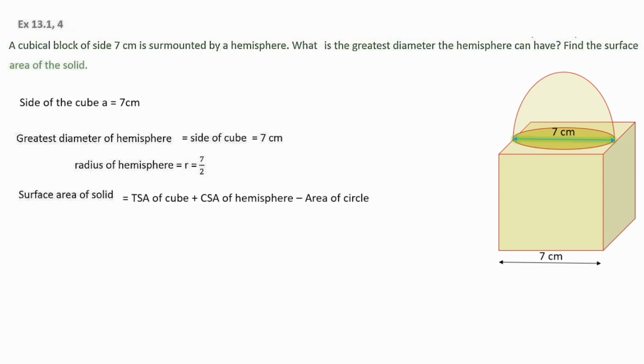Once again, total surface area of this shape means the area of the portions which are visible for us. So first of all, I have taken the whole cube, that is total surface area of cube. And the next visible portion is this curved portion of hemisphere, that is CSA of hemisphere. In the beginning I took the entire surface of that particular cube, but the circular portion of that cube is not visible for us, because it is covered by the hemisphere. So that portion we have to subtract, minus area of circle. So this is the normal method.